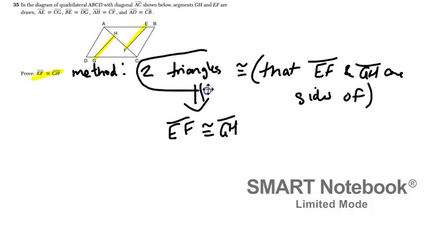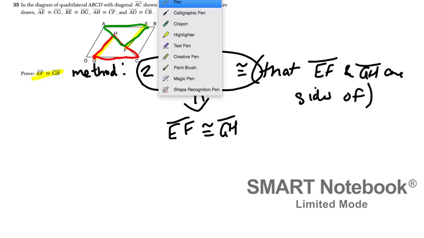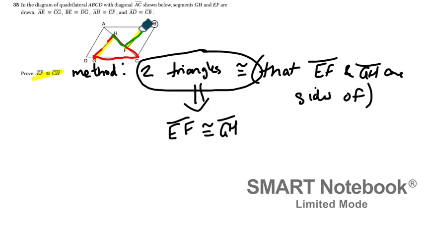So I need to figure out what are the two triangles that I'm trying to prove are congruent. So what triangles are GH and EF part of? Well, looking at it, I really only see one. GH is a part of triangle GHC, and EF is a part of triangle EFA. So if I can prove these two triangles are congruent, then that would make those segments congruent. So kind of like where I'm going. I know where I'm going. All right, so I know those are the triangles I'm trying to prove are congruent.